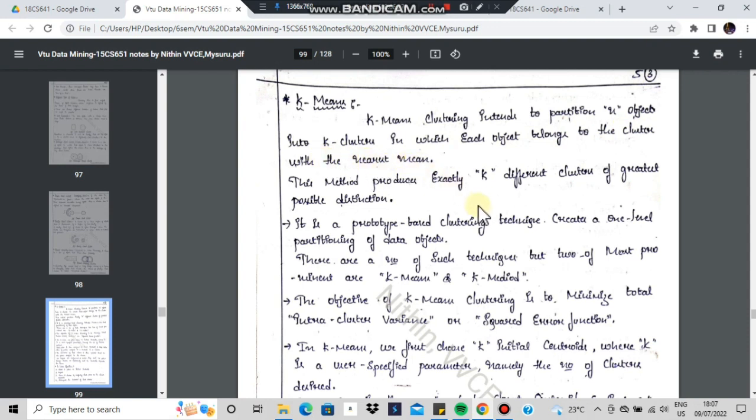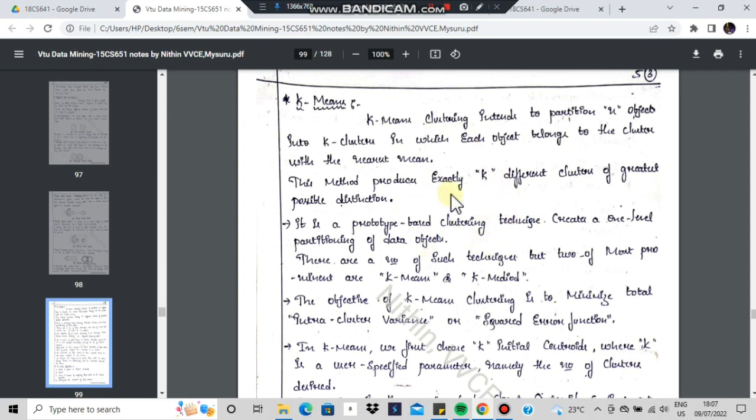So there will be two values. Suppose it took two numbers, 2 and 12. Now I'll tell you a number, 5. Is 5 closer to 2 or 12? It is closer to 2, so it will belong to that cluster, 2's cluster.